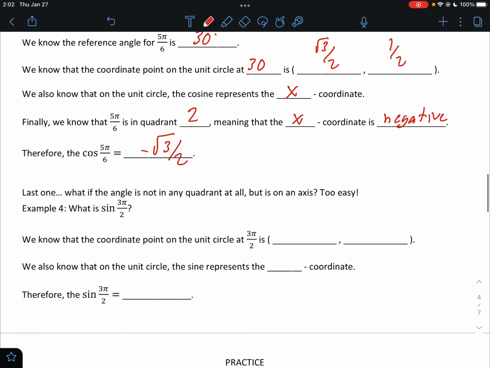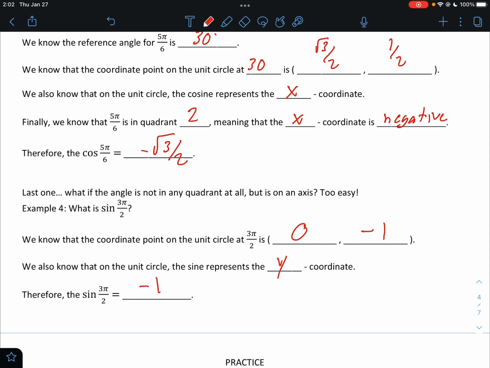One more type of problem. What if the angle is not in any quadrant at all? What if it's on one of the axes? Well, that's too easy for us to even worry about. It says, what is sine of 3 pi over 2? We need to know that 3 pi over 2 is the bottom part of our unit circle. It's the negative y-axis. So the point down there is 0, negative 1. We also know that on a unit circle, sine is the y-coordinate. We learned that today. Therefore, sine 3 pi over 2 is negative 1.